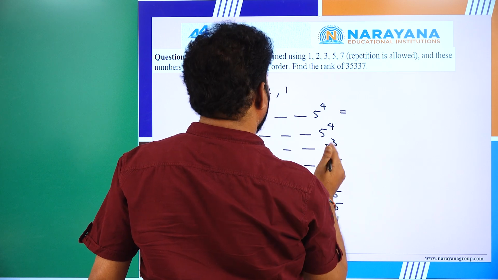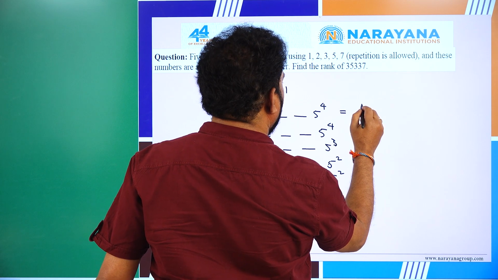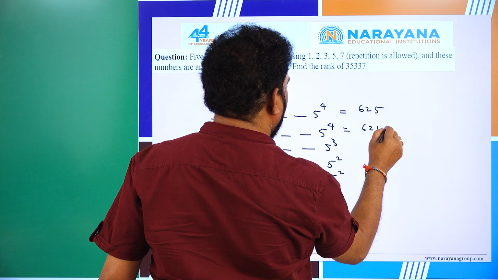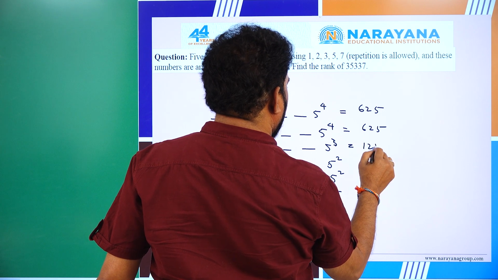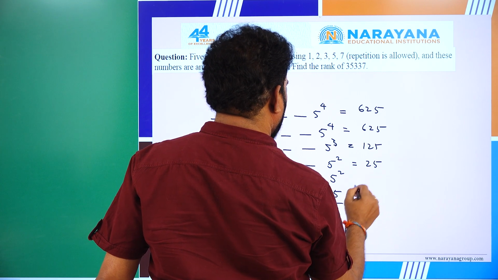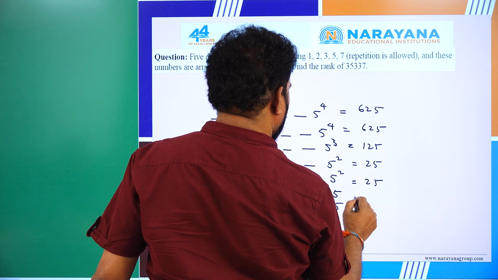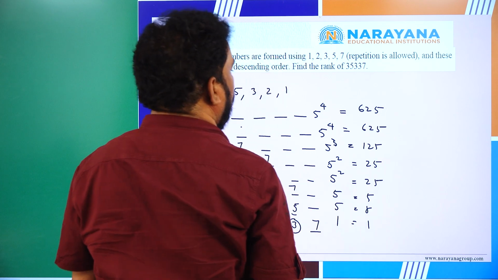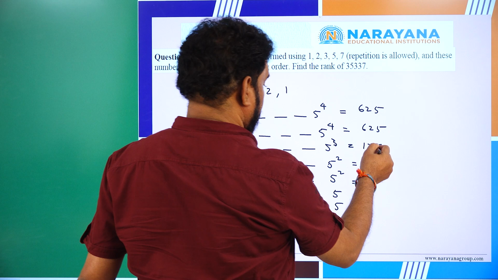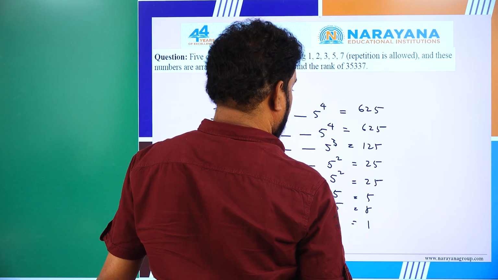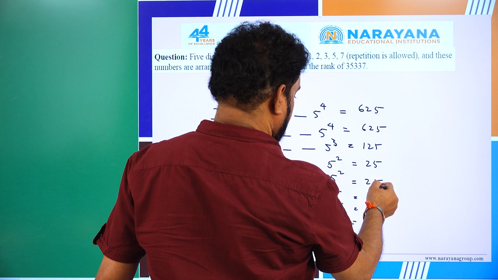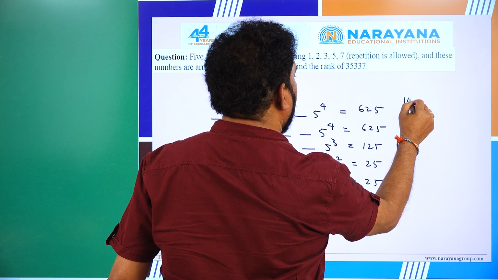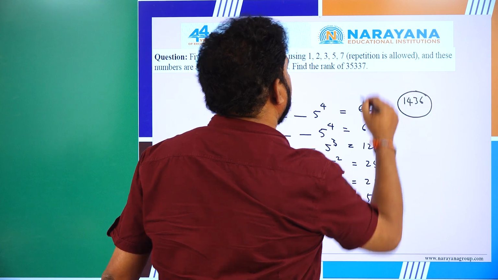So this was 5 power 4, so 625. Again this was 625. 5 cube is 125. This is 25. This is 25. This is 5, 5, 1. So this is 1250, then 1250 plus 150 is 1400, then 1436, I think. 1436 will be the answer.